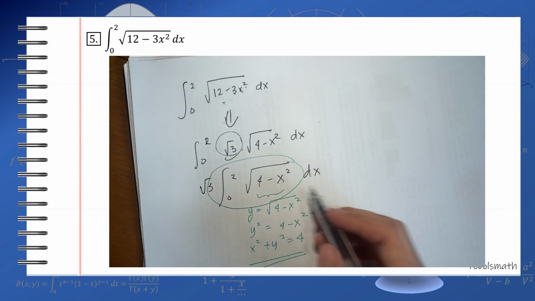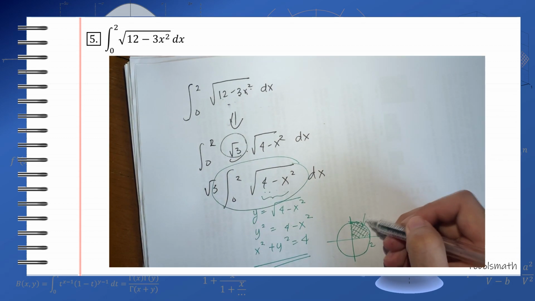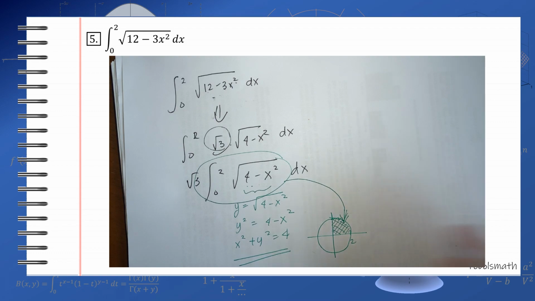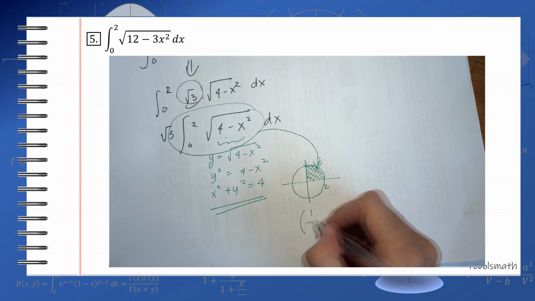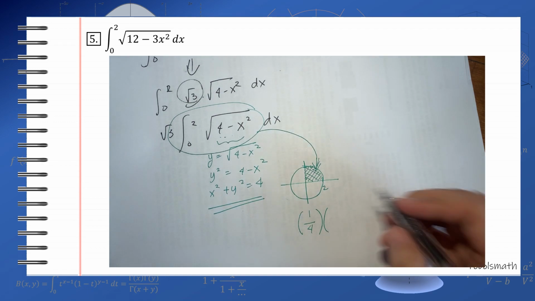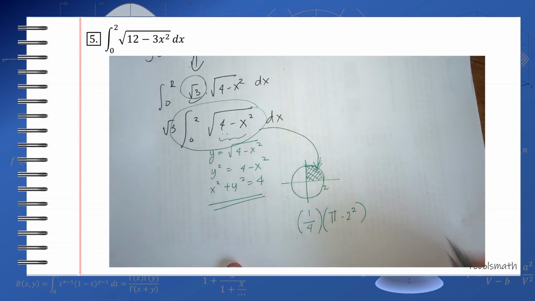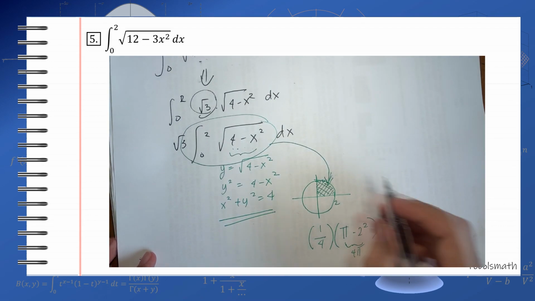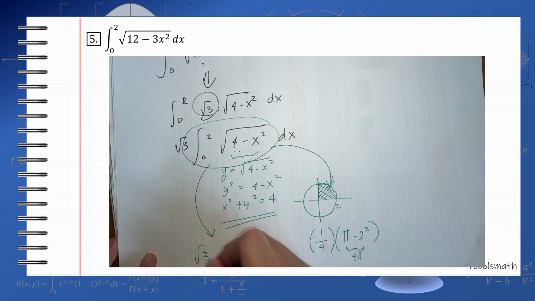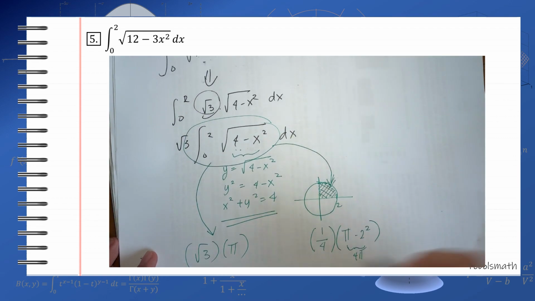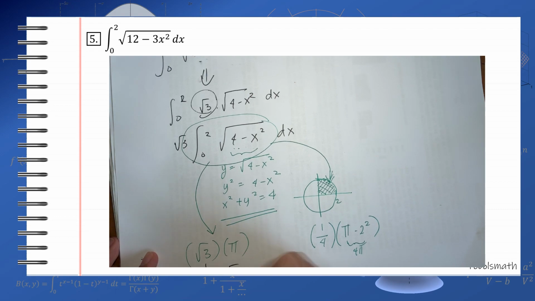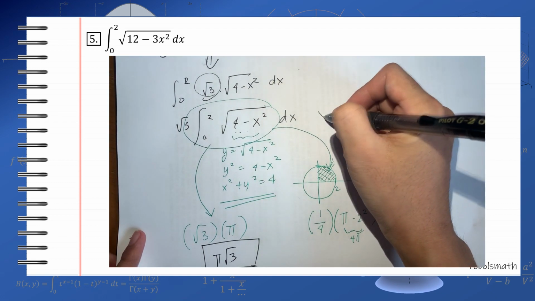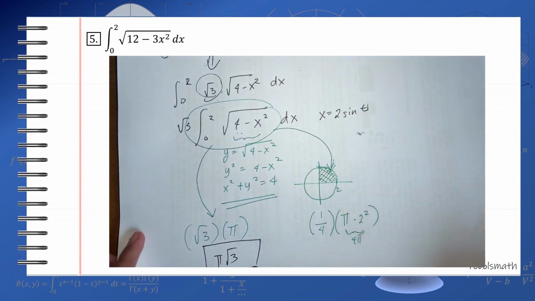And so this integral here is equal to the area of this quarter circle. Being a quarter circle, its area is equal to 1/4 of the area of the circle, which is pi times r squared, which is 2 squared. This is 4 pi, so 1/4 times 4 pi, that's just pi. So this whole thing here becomes pi. So the answer is pi square root of 3. If you don't believe me, you can use a substitution x is equal to 2 sine theta. You'll get the same answer.